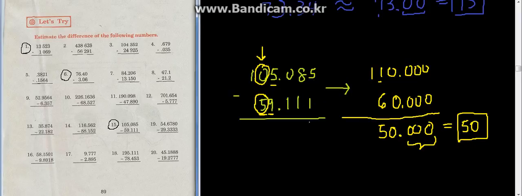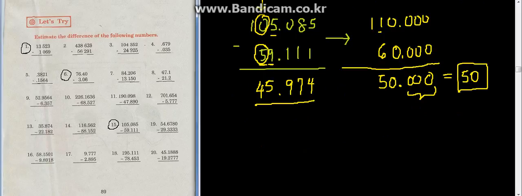If we compute the actual difference, it will be 4, 7, 9, and then 4 minus 9, 5, and it will be 4. So the computed difference will be 45 and 974 thousandths, and the estimated difference is just 50. Okay, great. So that's the end for the let's try part, and we'll move to the let's find out part.